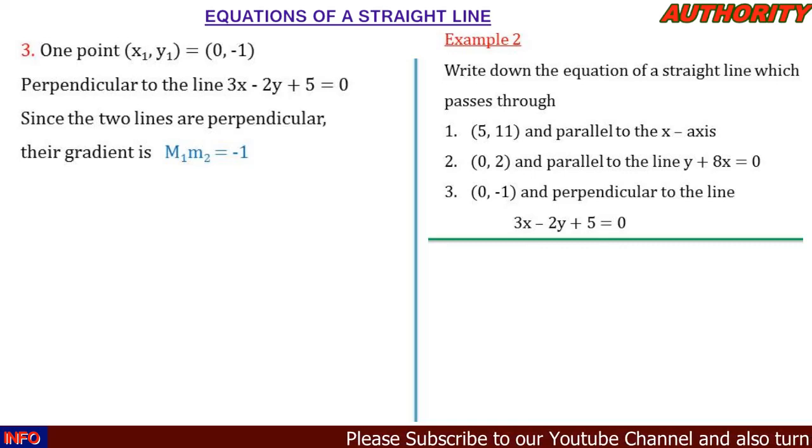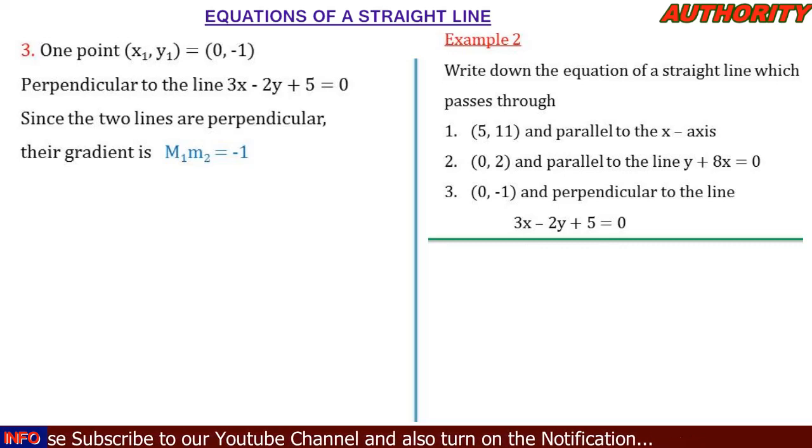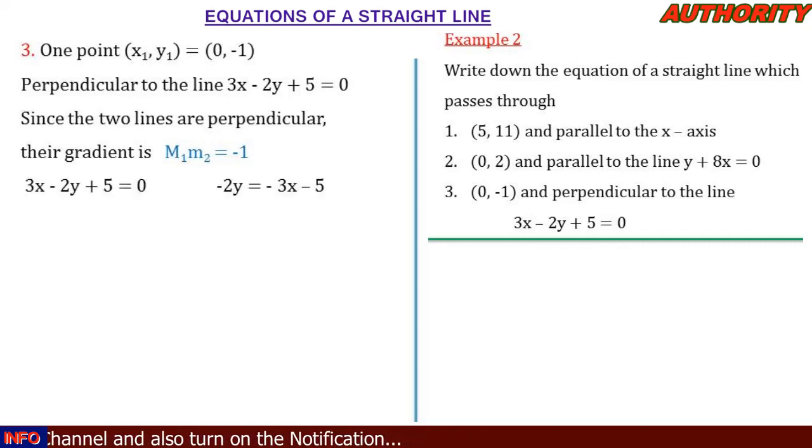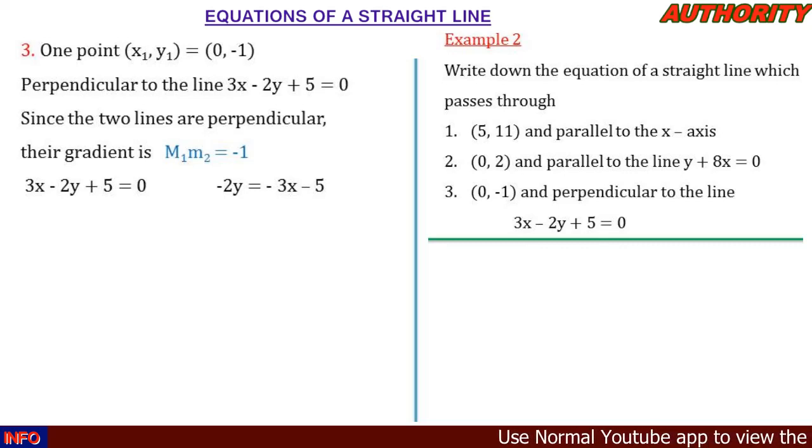When two lines are perpendicular, their gradients give us m1 multiplied by m2 is equal to minus 1. So when you have your m1 already, you can solve for m2. If you have your m2 already, you can solve for m1. Now let's go. We have the line 3x minus 2y plus 5 equal to 0. Let's write it properly in the equation of a line. So here we're going to take 3x to the other side and 5 to the other side. That means we're going to have minus 2y is equal to minus 3x minus 5.